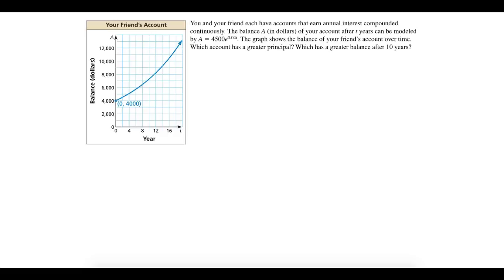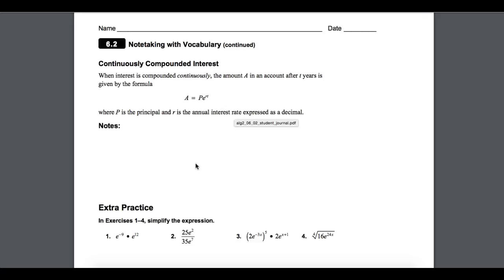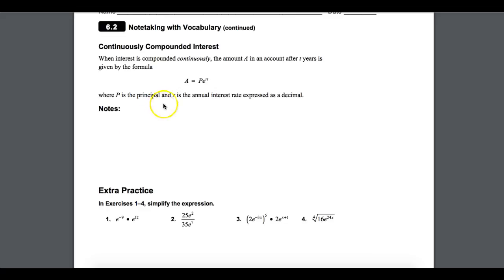You and your friend each have accounts that earn interest that's compounded continuously. Before we do that, let's go back and look at the general equation. This is our general equation for interest that's compounded continuously. It's a little different than the compound interest one we looked at last section. When interest is compounded continuously, A, the amount in your account after t years, is given by the formula A equals Pe to the rt power.